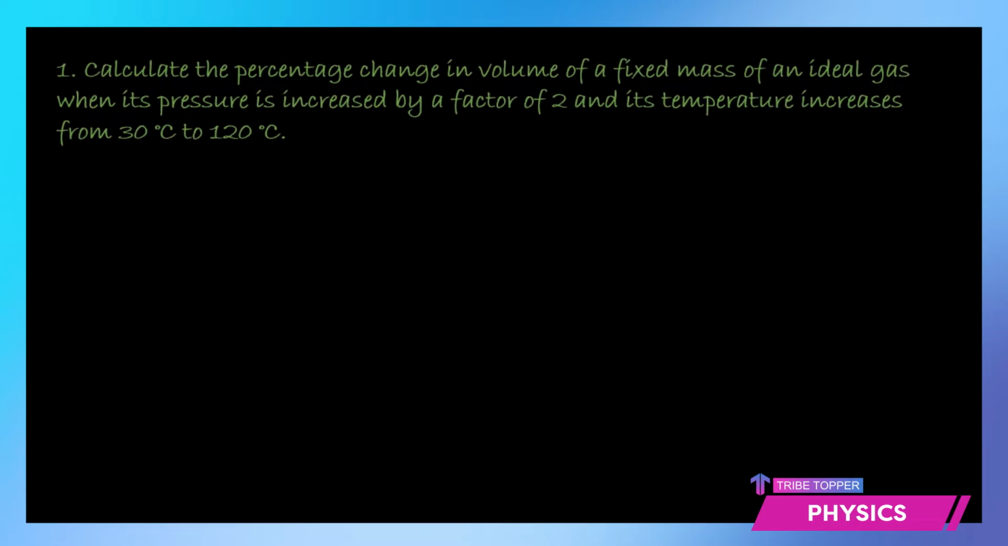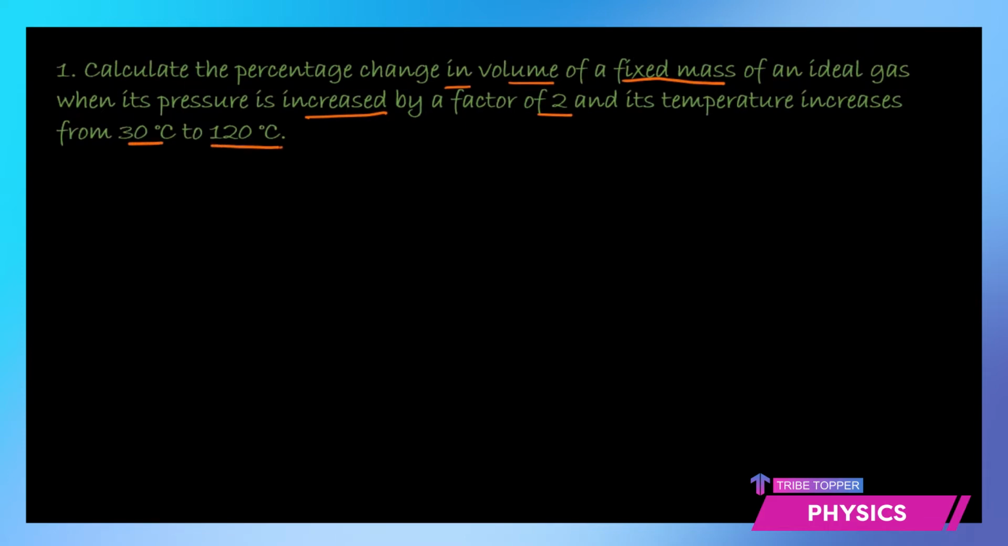So here we have our first problem which says, calculate the percentage change in volume of a fixed mass of an ideal gas when its pressure is increased by a factor of 2 and its temperature increases from 30 degrees Celsius to 120 degrees Celsius.